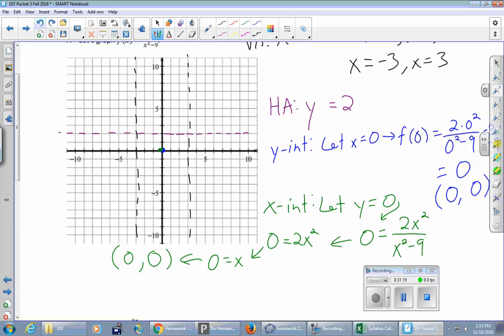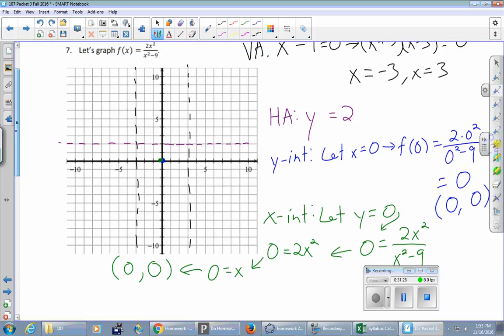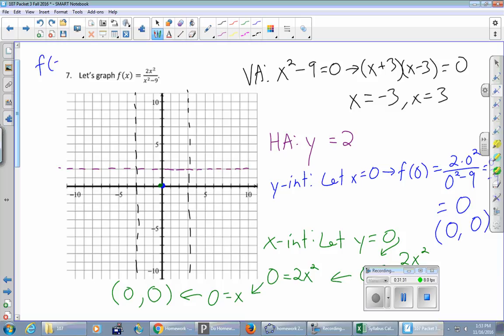All right, I'm going to pick a point out here someplace, anywhere to the left of -3. -5 is staring at me, I'm going to pick that one. So we're going to pick -5 and say, okay, how much is f of -5? We're plugging into the top and the bottom: 2 times -5 squared over -5 squared minus 9. Upstairs, what is it? 50. Don't do 2 times -5 first; you've got to square first. Downstairs, 25 minus 9, 16.